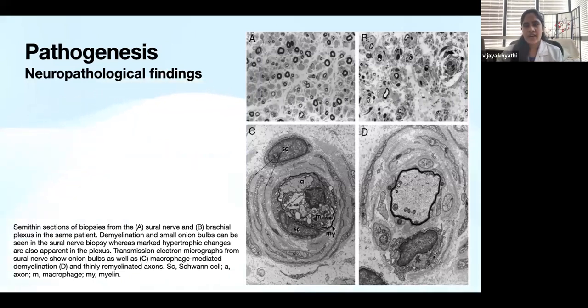On transverse electron microscopy, we can see macrophage-mediated demyelination, which is indicated by the letter M, and thinly remyelinated axons in image D.